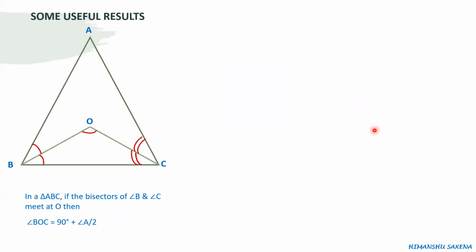Now there are some other useful results. In a triangle, if the bisectors of angle B and C intersect at O, then angle BOC is equal to half of the opposite angle plus 90 degrees. So A by 2 plus 90 degrees.